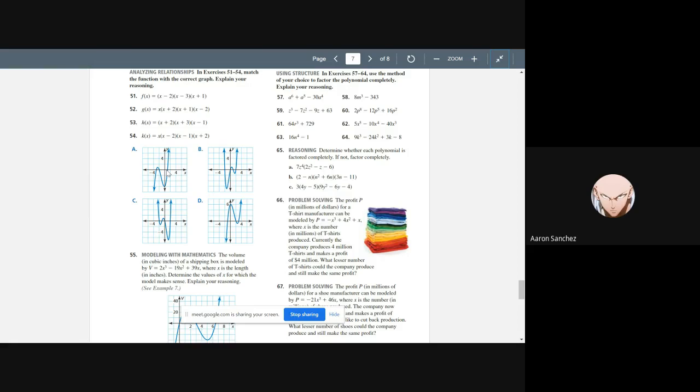It's that one. Wait, let's see this one. This one crosses at -2 and 0, not that one. This one doesn't even cross at -2. So it's A. So 53 goes with A because it crosses at -2, and it crosses at 1 because I got a +1. And then -3, which is here, -3.